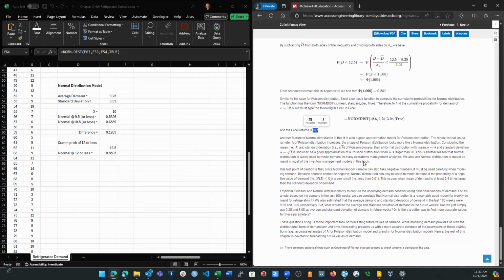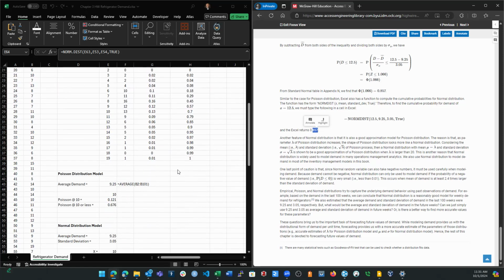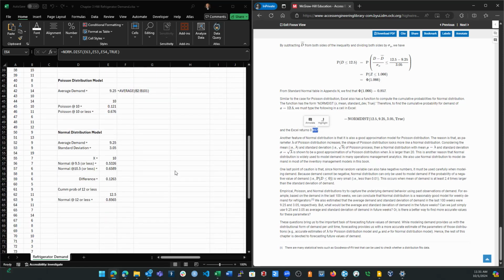This is what this means. This whole section has been looking at these three distributions: empirical distribution, Poisson distribution, and normal distribution. And how do we build a model and predict what the demand is going to be based on each of these three different models? Hopefully this is helpful, and let me know what questions you might have.